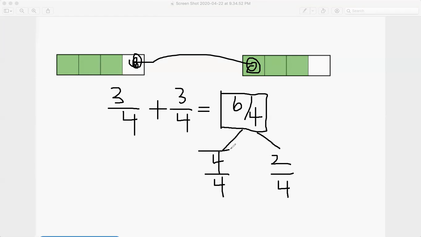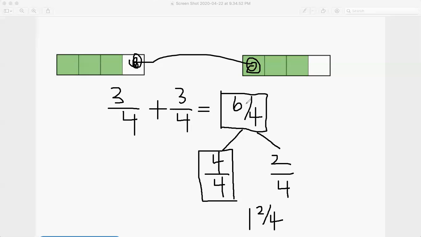And I like to box in my whole numbers. So therefore, 6/4 is equivalent to 1 whole, which is here with our numbers, or here visually, and 2/4 are left over, right? So this is a great idea on how we could teach our students to work with adding fractions, is working with them with a visual.